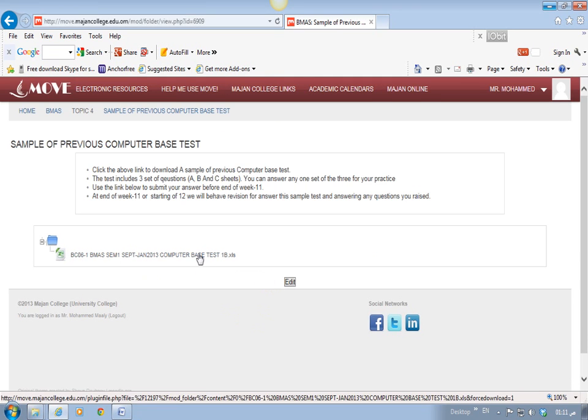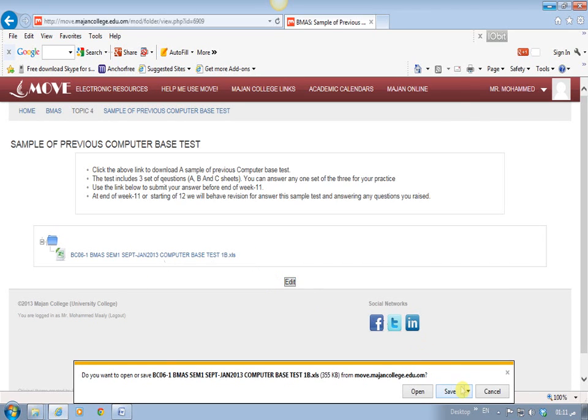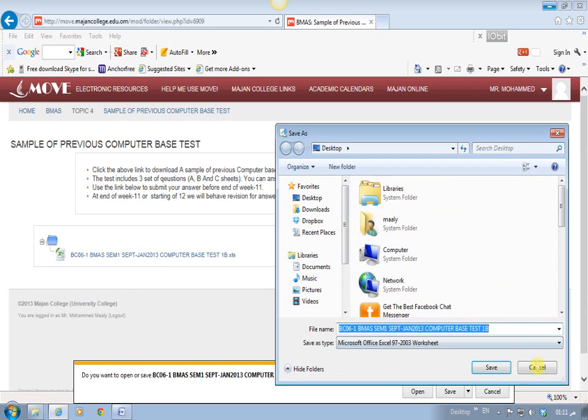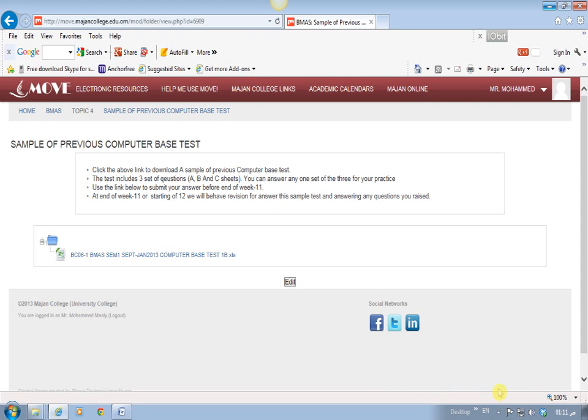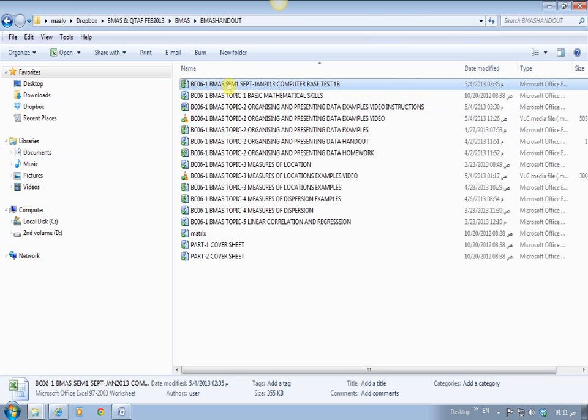This is an Excel file. Click to download. Here click Save As in order to save it in the location you want, and then open the file from that location. I had already saved the file, so no need for saving it. The file is computer-based test. Open.